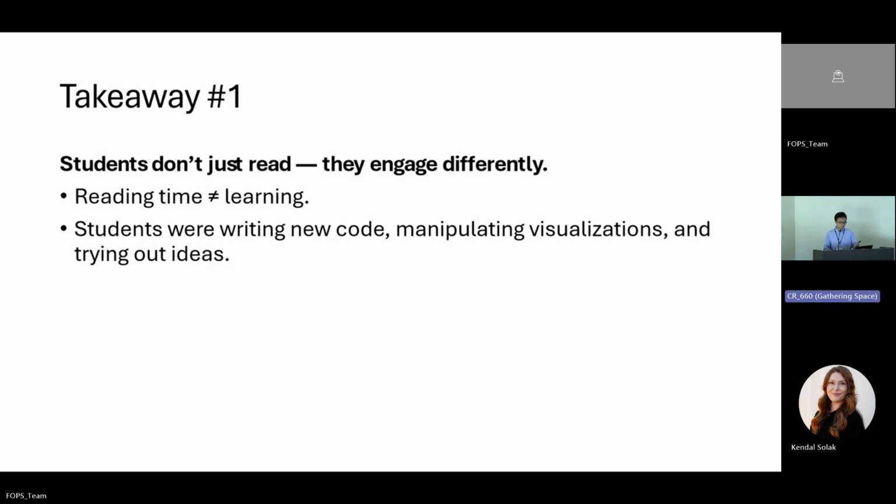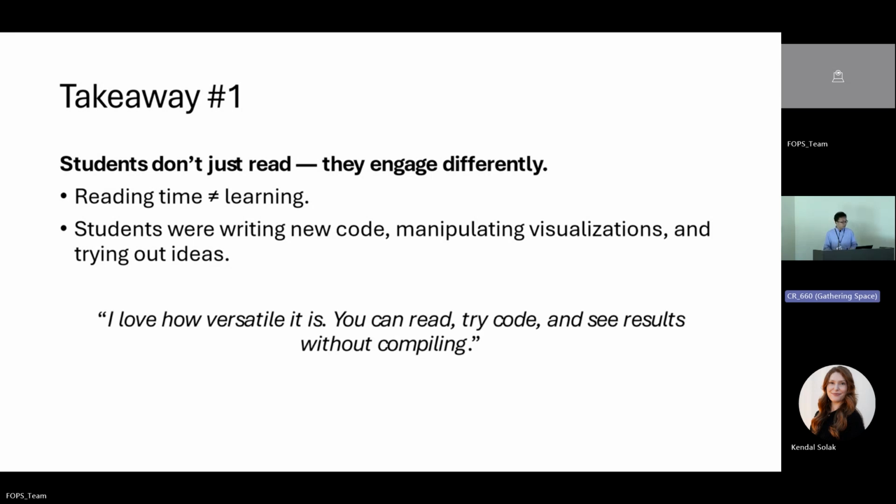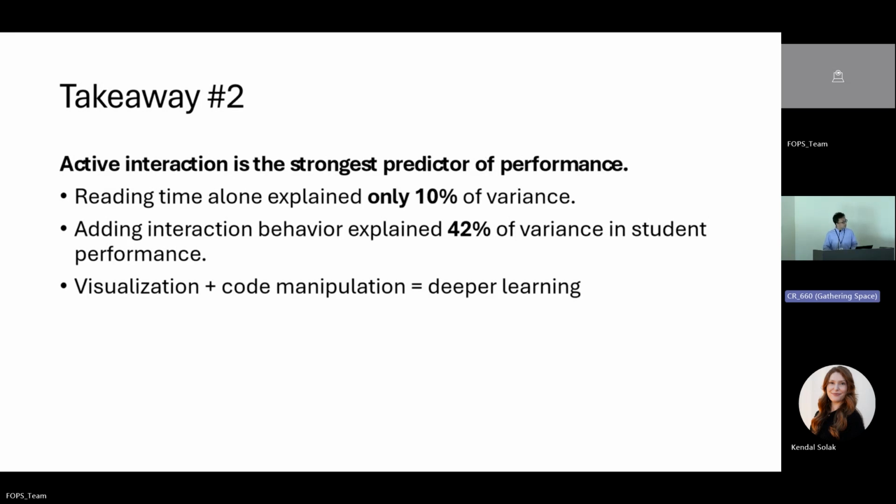That's the first takeaway. For example, this is one of the responses from the students to those 3 open-ended questions. "I love how versatile the Jupyter notebook is. We can read, try code, and see the results without compiling." The second takeaway is active interaction is the strongest predictor of performance.